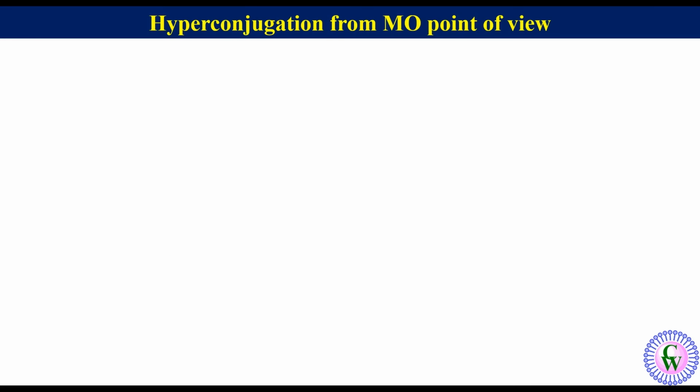Now we will discuss hyperconjugation from the molecular orbital point of view. Let's first take ethyl carbocation, which can be drawn in perspective formula like this. This is the vacant p orbital of the positively charged carbon atom. This is the CH sigma bond of sp3 hybridized carbon parallel to the vacant p orbital. The molecular orbital of this bond can be shown like this. These are the two bond pair electrons of the sigma bond.